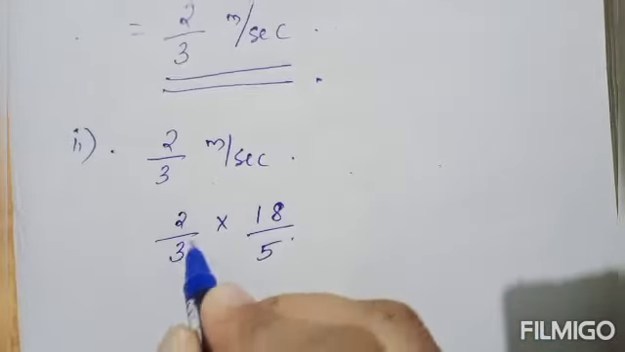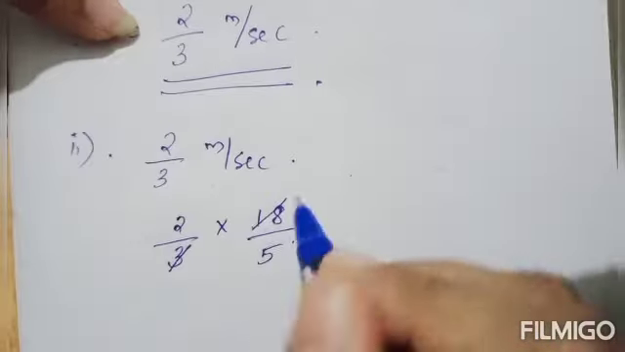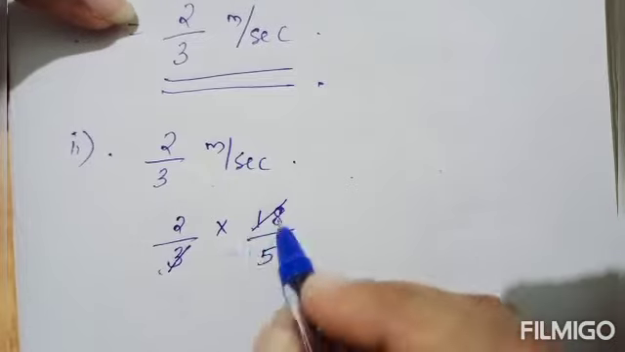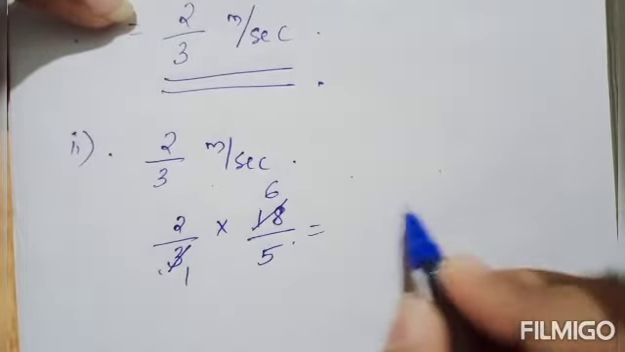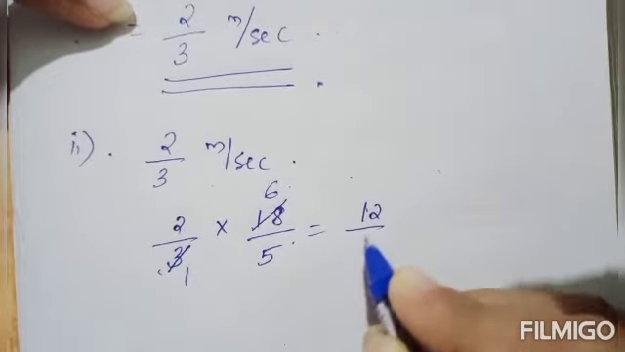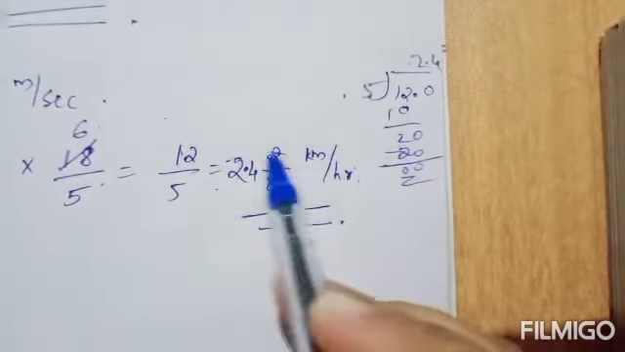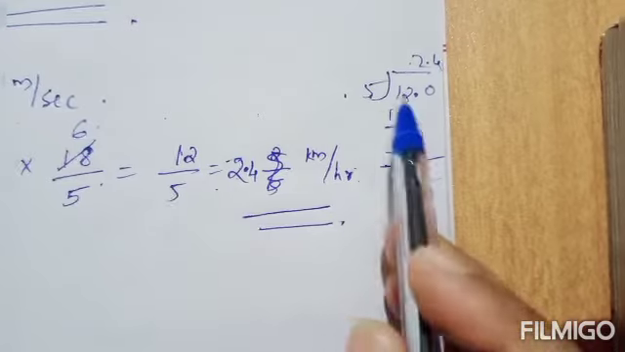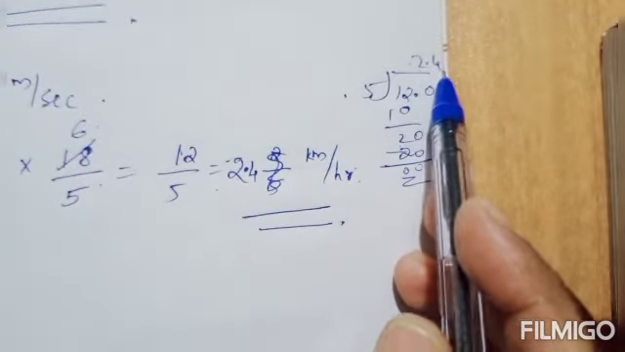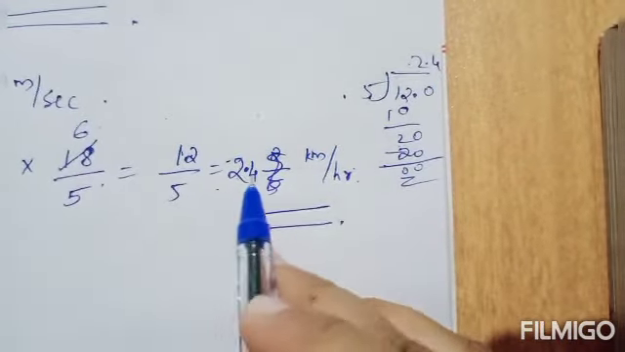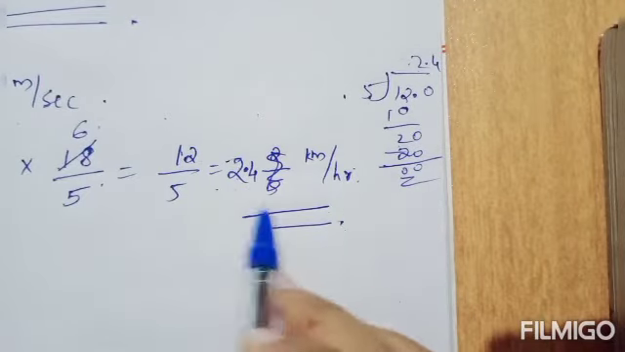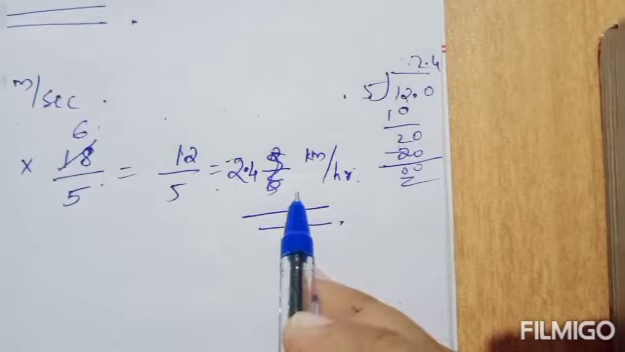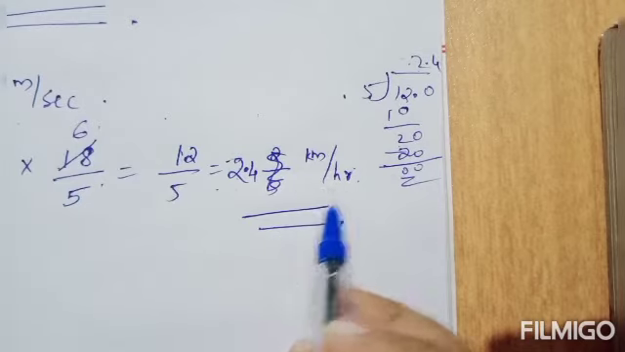Okay, so what you will get here, 3 and 18. You can divide by 3. So here you will get 6, here 1. So 2 into 6 are 12 by 5. Now you can divide this 12 by 5. You will get 2.4. Okay, so 2.4 kilometer per hour. Okay, this will be the speed of that boy in kilometer per hour.